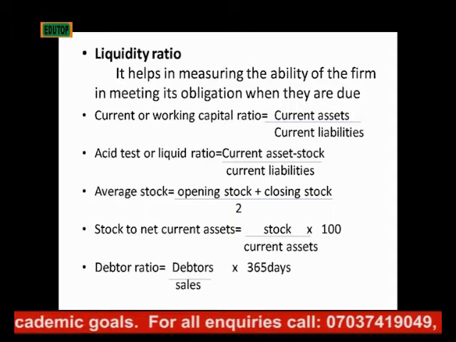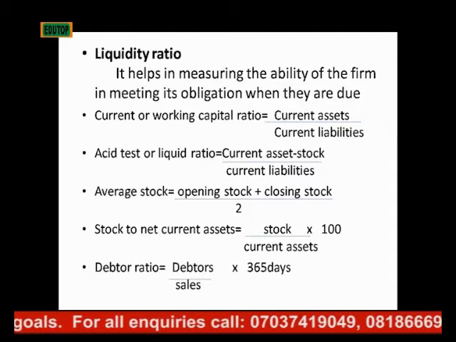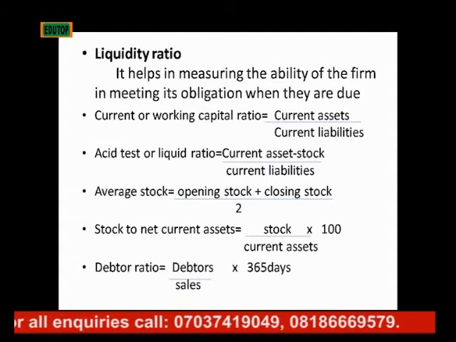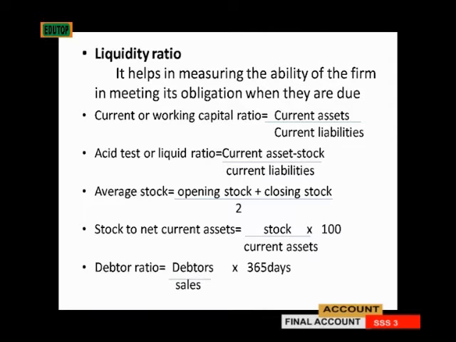So you can put it as debtors divided by sales times 365 days. That will make us know the ratio at which the debtor can pay. It will help you to know the ratio of the debtors at the end of the day.